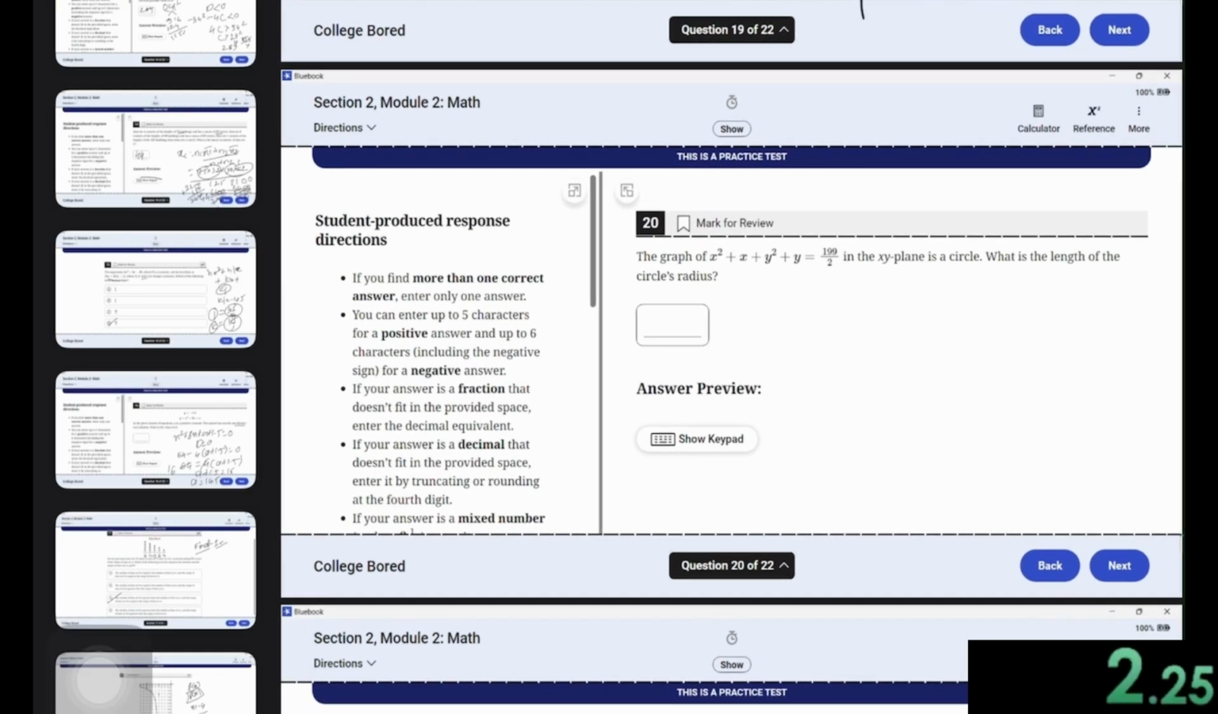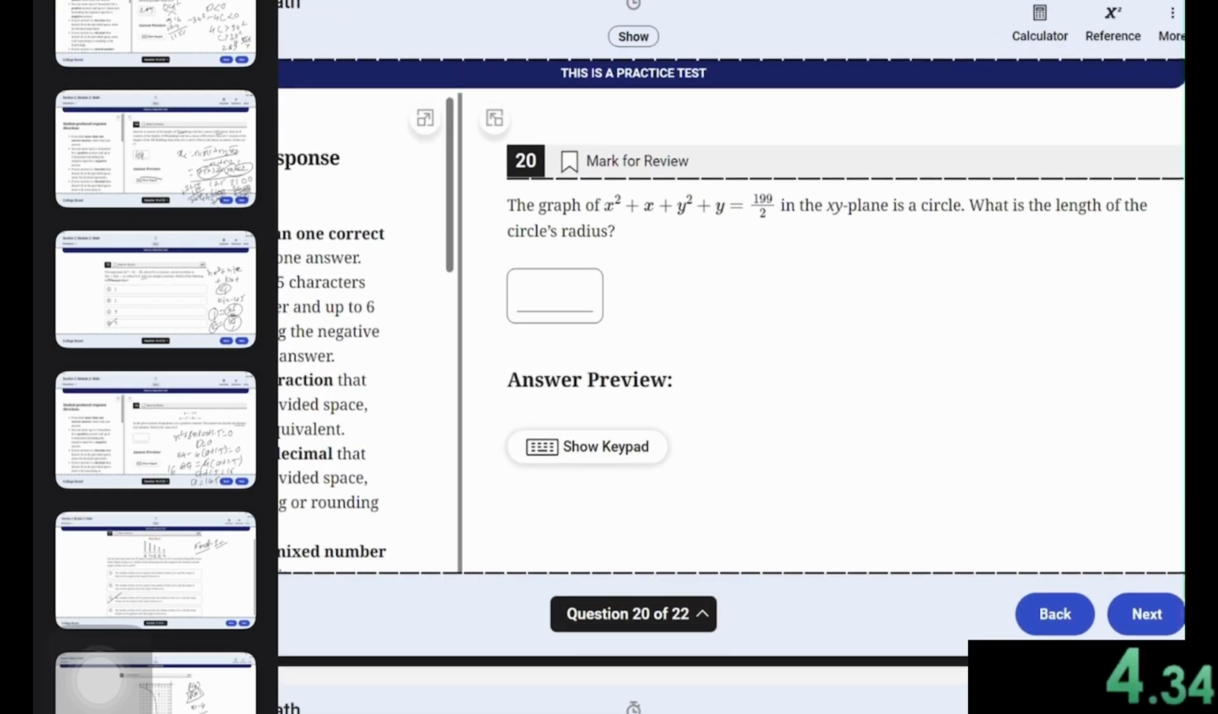Okay. Whenever there is an equation like x square plus y square plus y is equal to 199 upon 2, the length of the circle's radius is d. The length of the circle's radius is this value. Okay, the constant one.